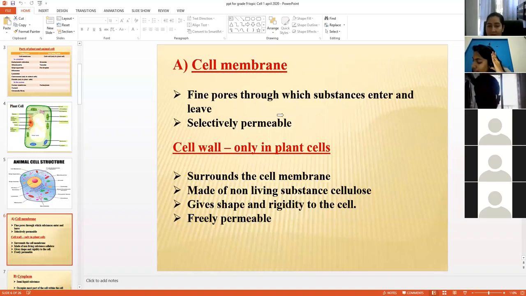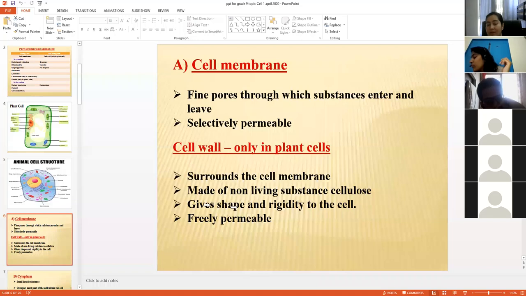As compared to that, a cell wall, which is present only in plant cells. Now, a cell wall surrounds the cell membrane. It is made up of a non-living substance, which is cellulose. Now, children, here you need to remember, and this is very important, why is a cell wall non-living? Because it is composed of a non-living substance, which is called cellulose. And it is because of this cell wall that the plant cell gets its shape and rigidity.